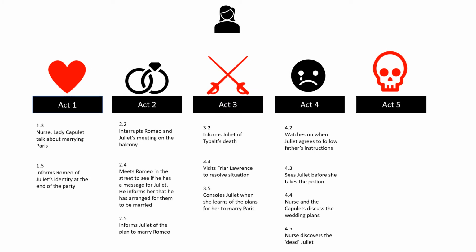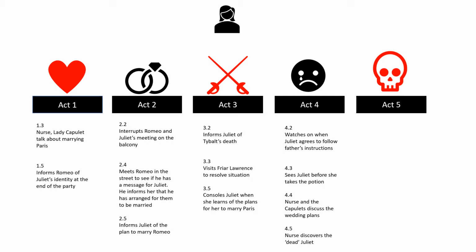The first thing we're going to do is just look at where the character features in the story. And one of the things you're going to have to think about in the exam when you're planning your questions, thinking where else do we see this character? So if we look at the story, we see her in Act 1. And in Act 1 we see her in the first conversation between Lady Capulet, the nurse, and Juliet when they're talking about marrying Paris. And then we see her again at the end of Act 1 where she's at the party and she informs Romeo of Juliet's identity.